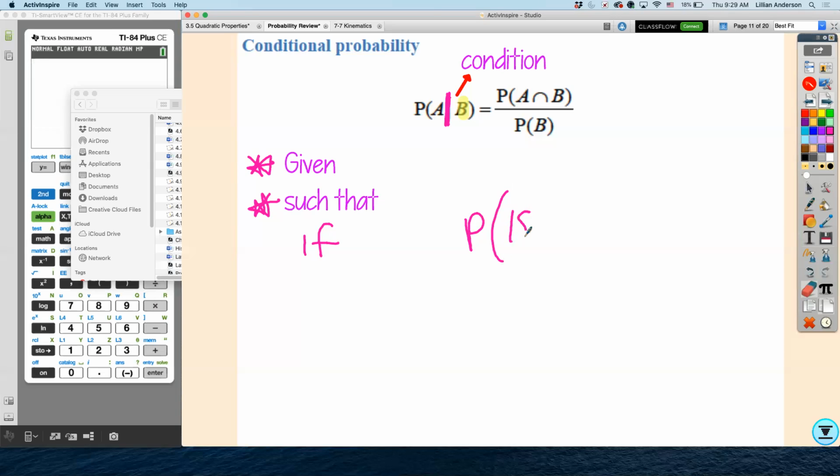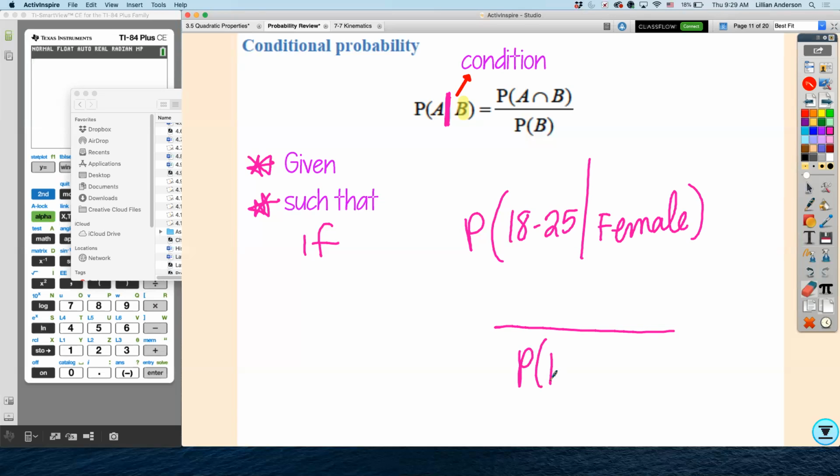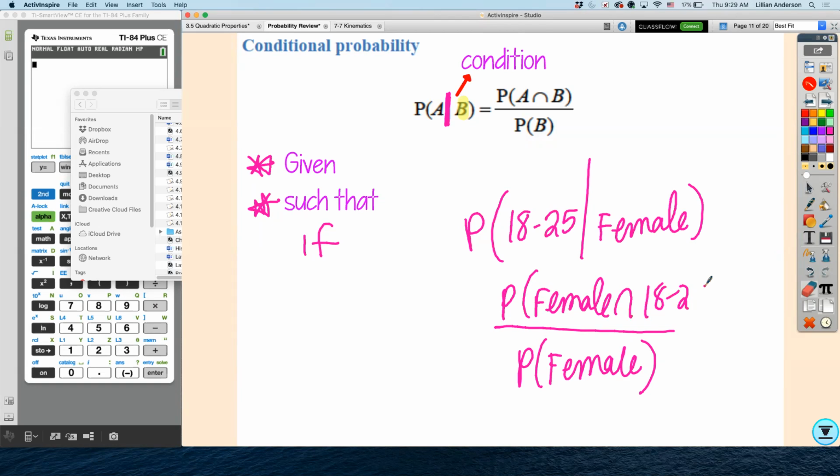So again, the vertical bar means conditional probability. And B is always going to be your denominator. B is always your denominator, so I'm looking for my probability of female. And out of the females, I'm looking for the intersection between female and 18 to 25. If you're wondering where I'm getting this example from, it's from that two-way table. There were 6 females between the age of 18 and 25, and there were a total of 49 females altogether. So it'll be 6 out of 49.